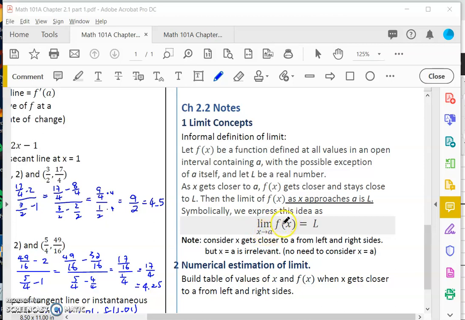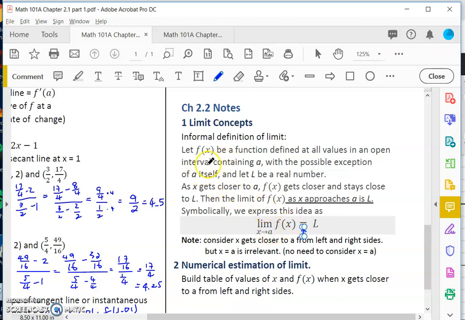of f of x, the function value, when x approaches a from the left side and also from the right side, is equal to L. Okay, now I do not particularly like the term equal. The f of x actually never equals L because we are only approaching a. x is never equal to a.